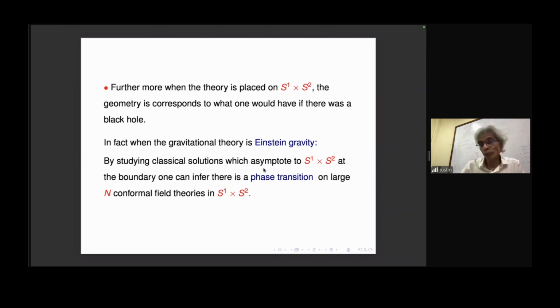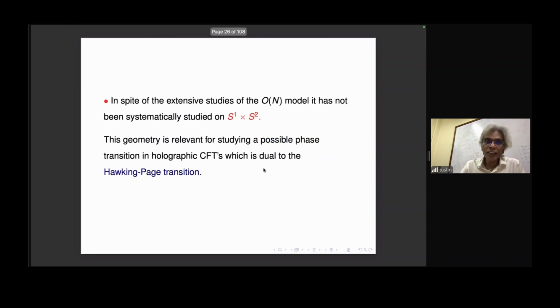One thing one can do is study the partition function of the O(N) model, and hope to see if there is something like that. Or maybe it is suppressed, and one can ask how suppressed it is, and so on. In spite of the extensive studies of the O(N) model, which has a rich history, it has not been studied systematically on this particular geometry, which is of course the geometry relevant for this possible transition.